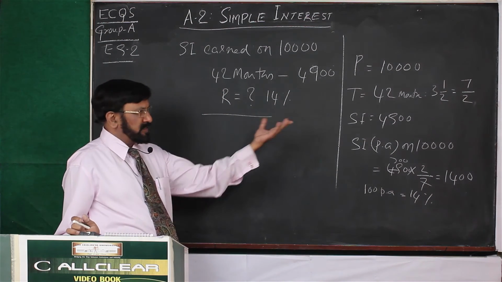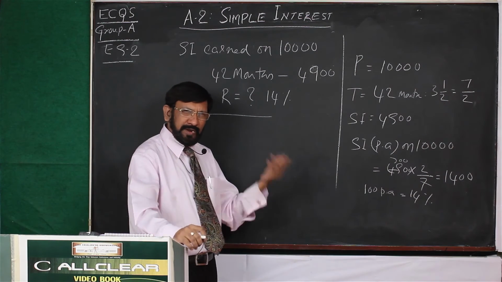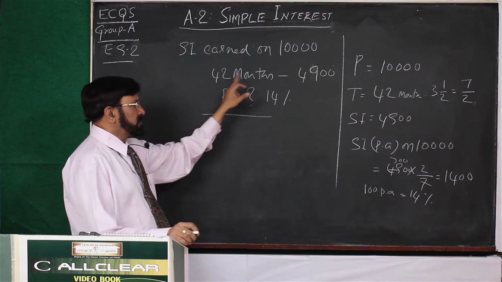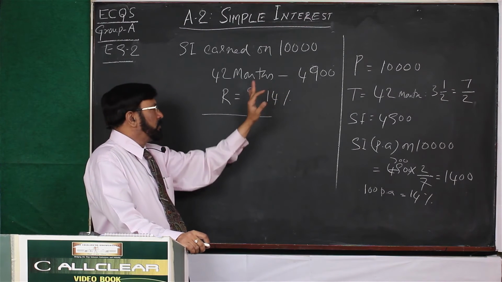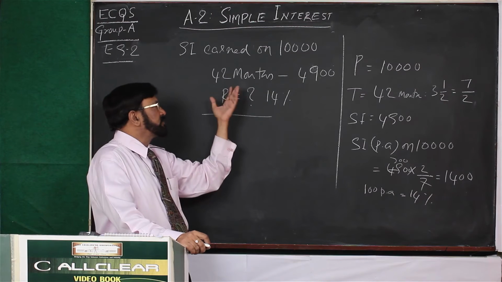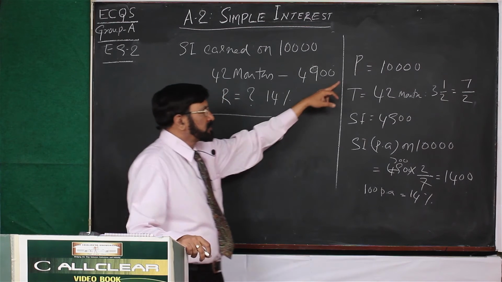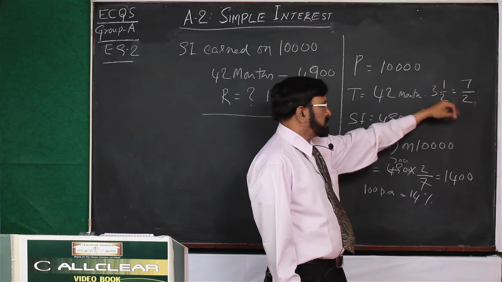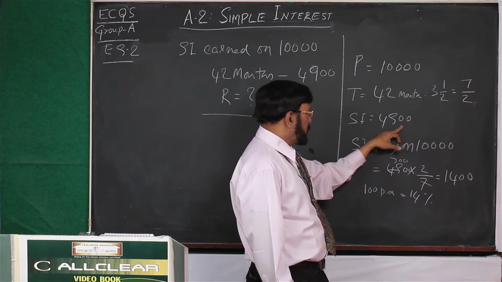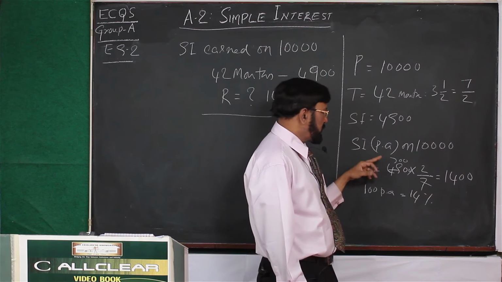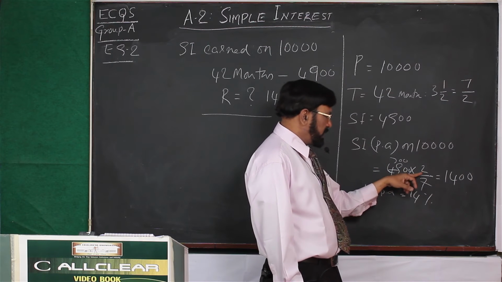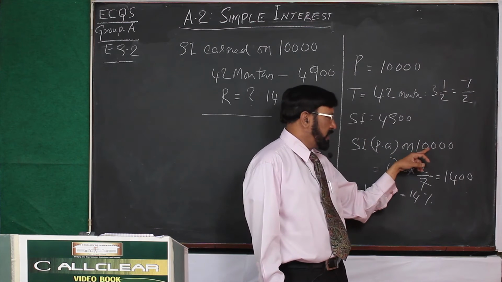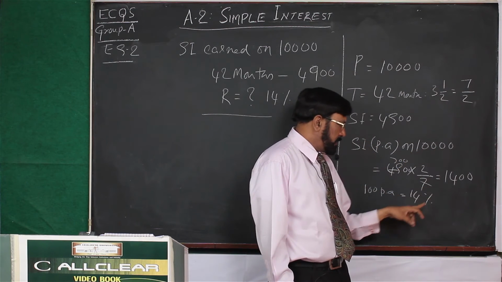So, this is different. There is no need of using a formula. Now, we see, just apply your brain. 42 months interest is given. We have to calculate interest for 12 months. It is a simple way. So, 42 months, convert into years, then 7 by 2. 4,900 is simple interest. Now, 4,900 into 2 by 7, 1,400, that is on 10,000, and for 100 it is 14.